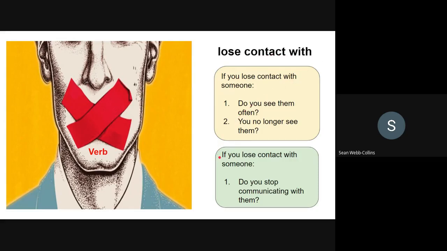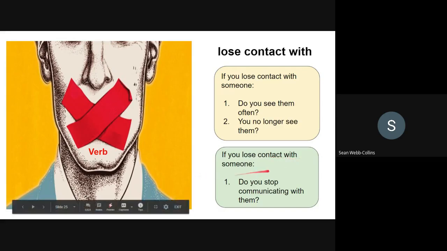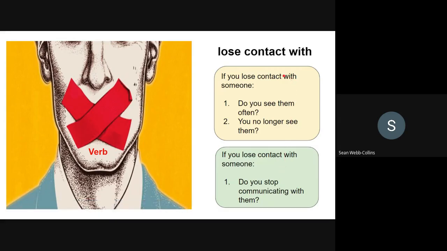The second part, if you lose contact with someone, do you stop communicating with them? Yes. If you've lost contact with them, that means you're unable to communicate with them.